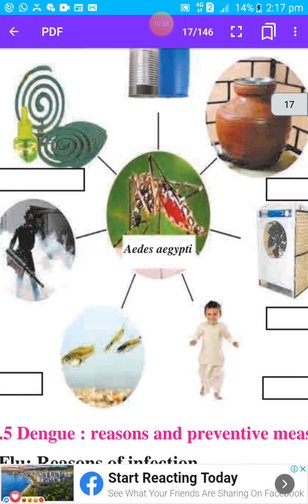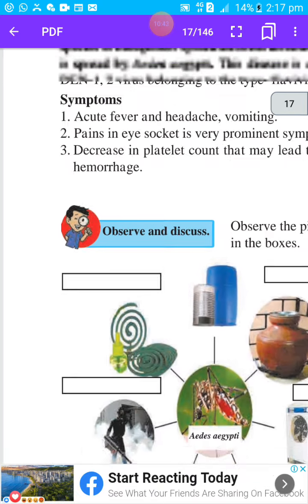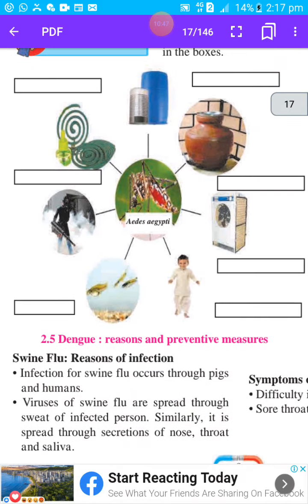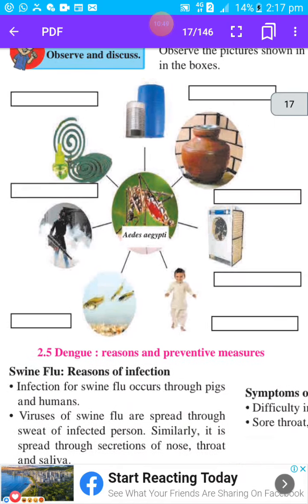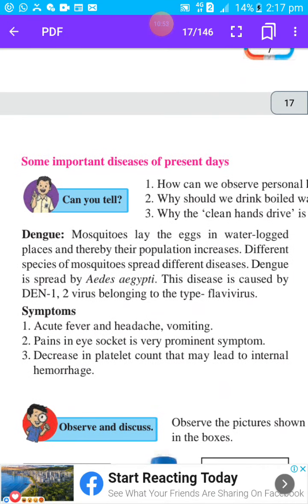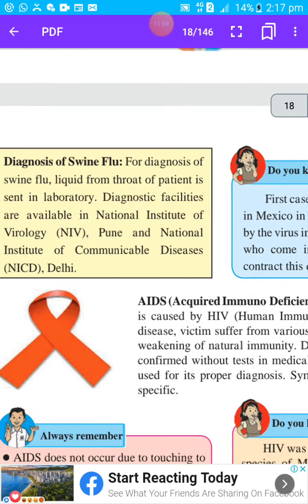Okay, so in the exam there will be a question, which are the symptoms of this dengue, how can we prevent? So like this we have to write. Okay, then this dengue disease is caused by which virus? Den 1-2, and it is spread by which mosquito? Aedes aegypti. Okay, so likewise in the exam the question will be there.